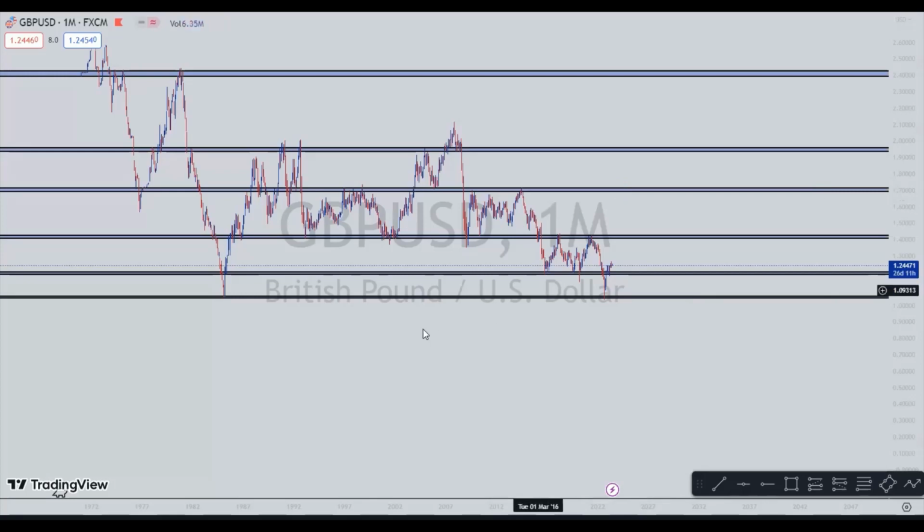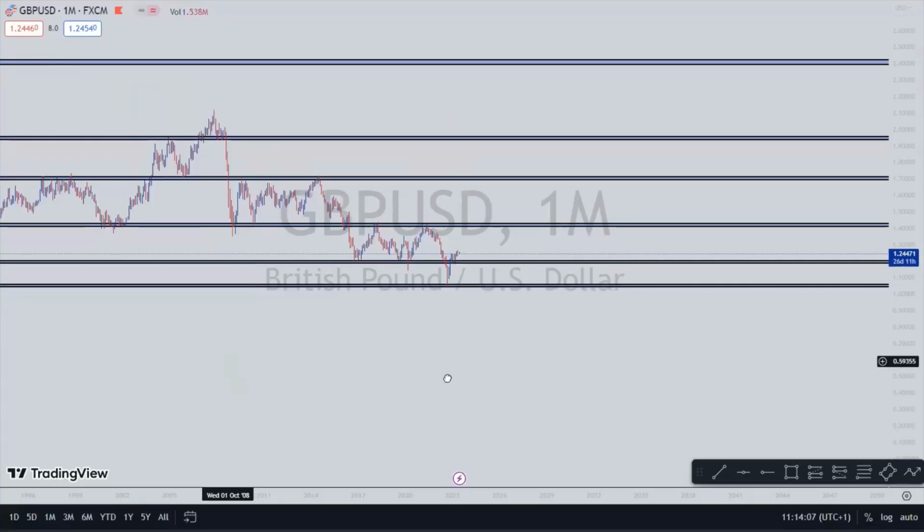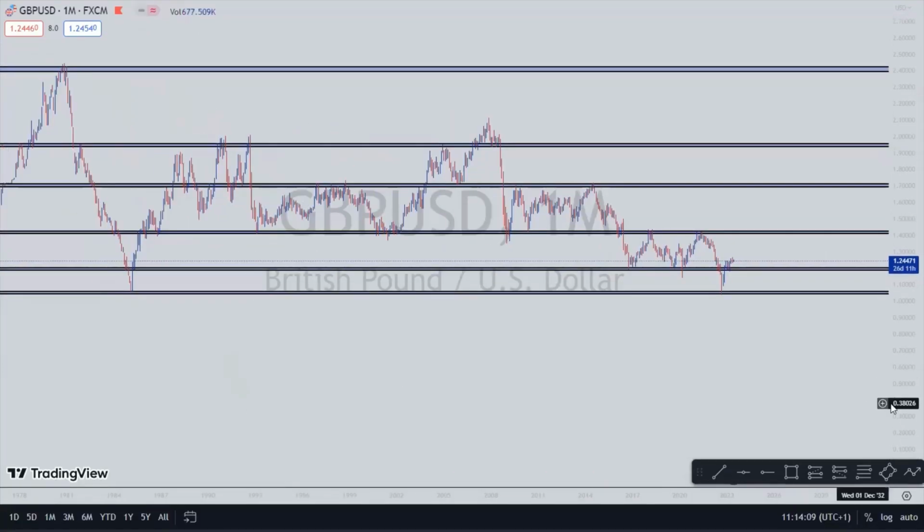You already know the drill. We are on the monthly time frame. Okay, let's see in which direction the market is pointing.